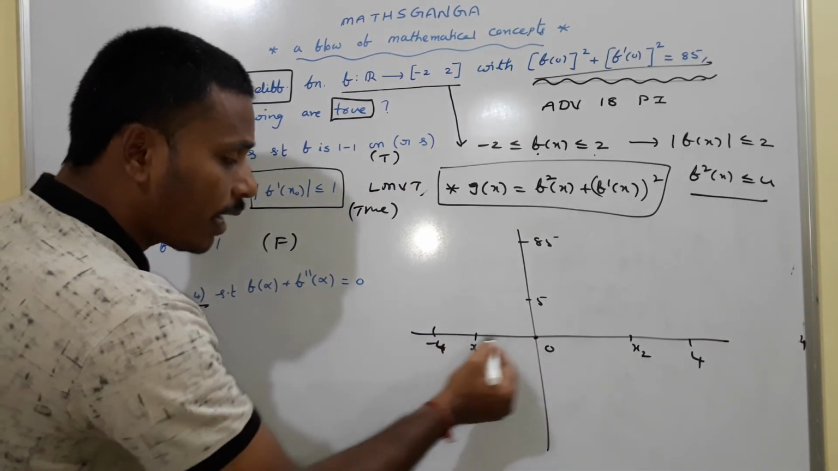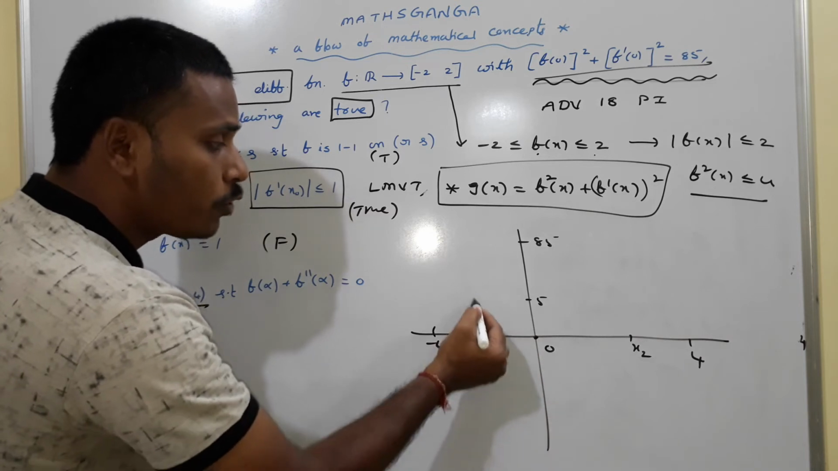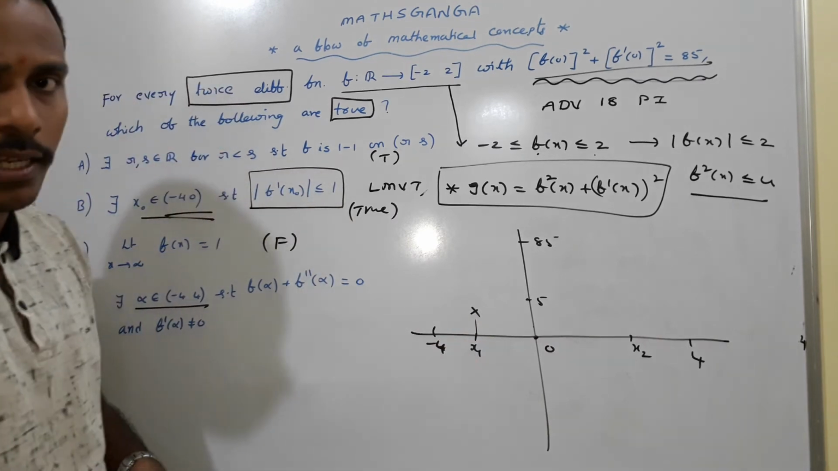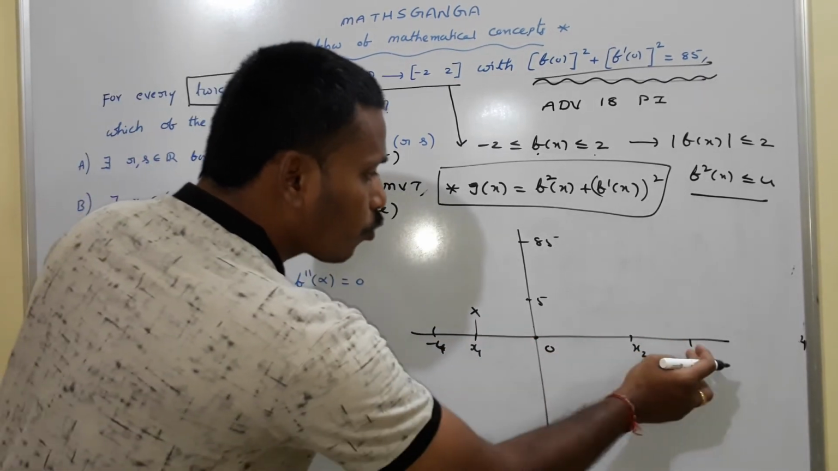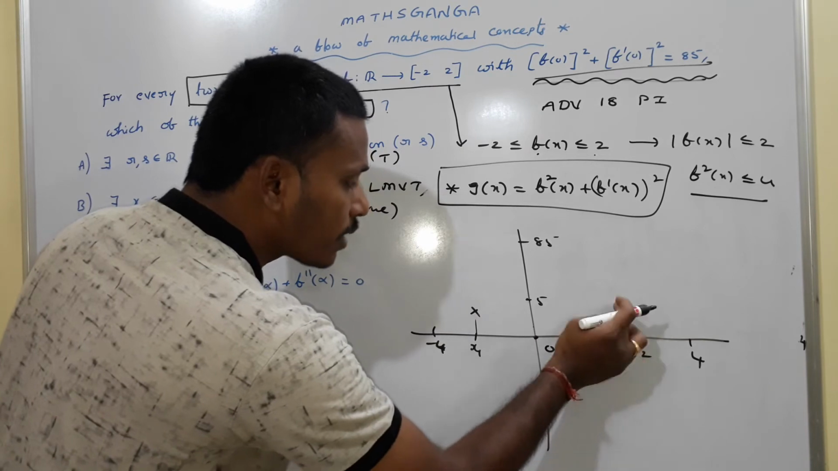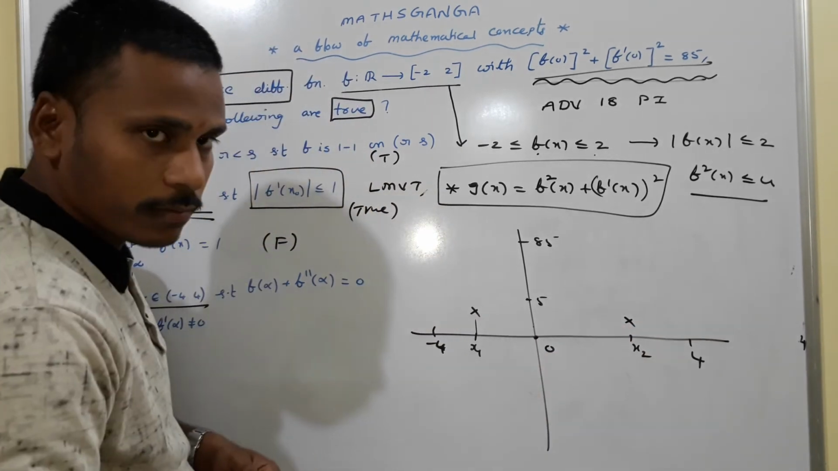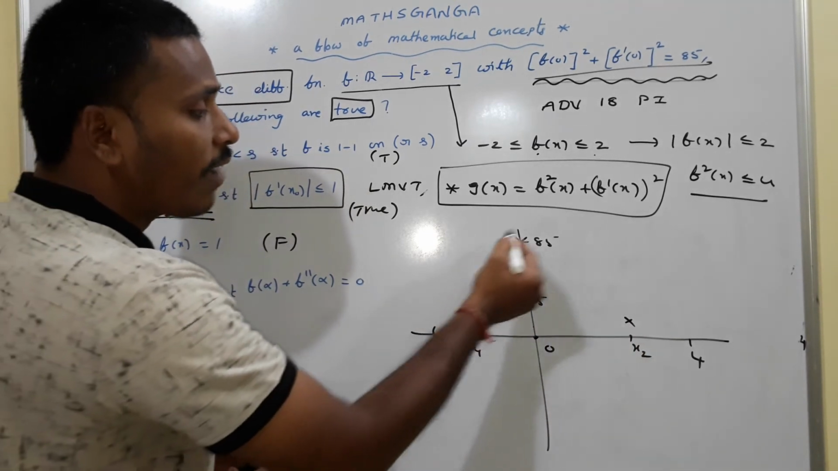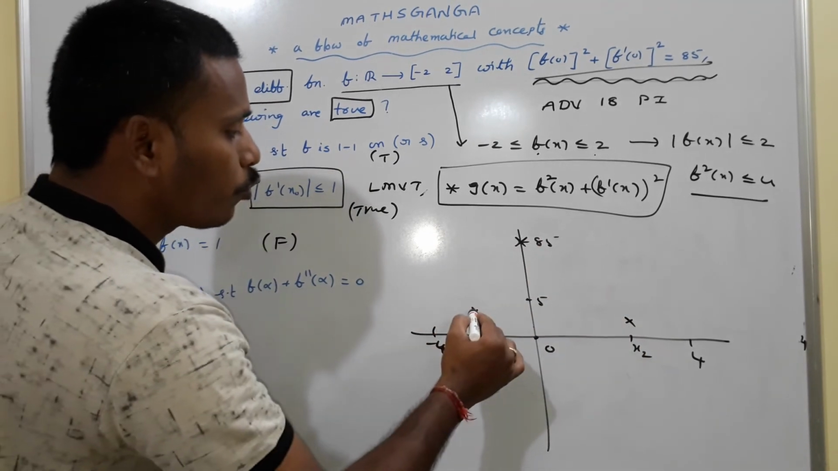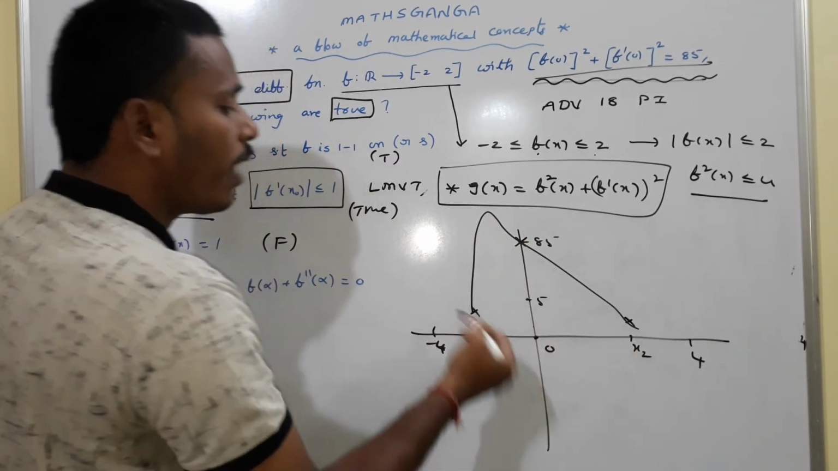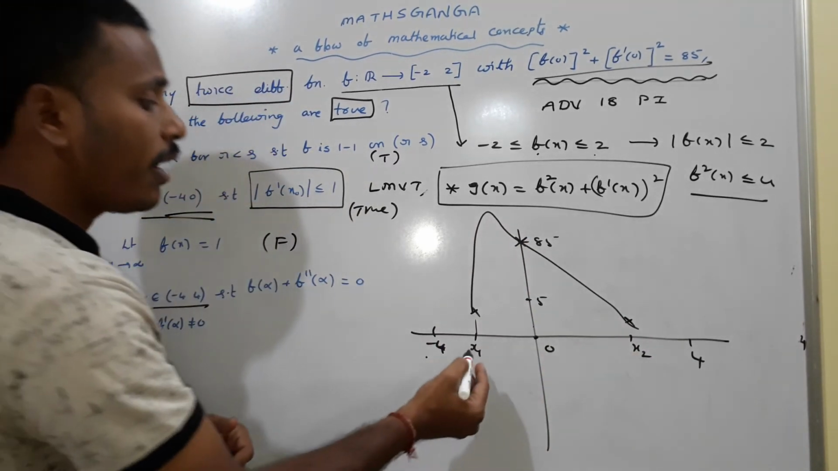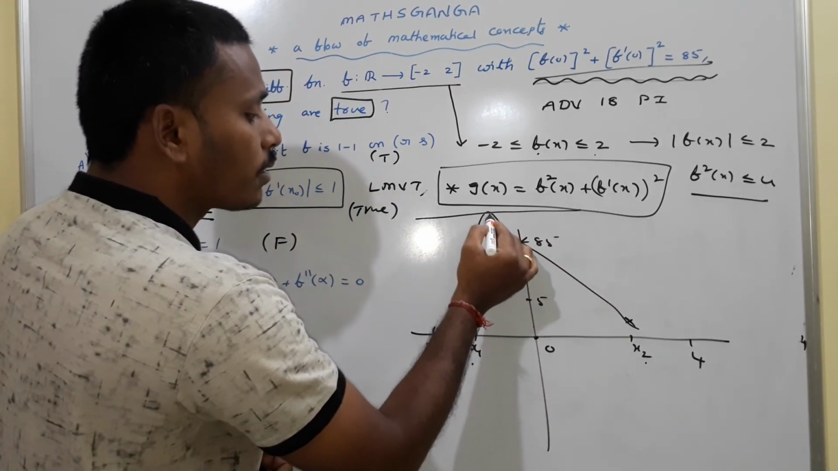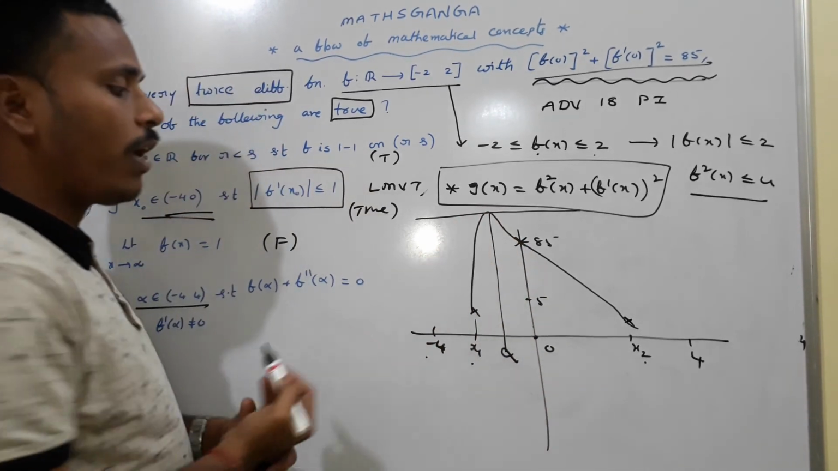For any x1 in this region, the value of g of x1 is less than or equal to 5, so below this 5, I took it somewhere here. And x2 is in the range of 0 to 4 and its value is less than 5, I took it somewhere like this. So the graph passes through these 3 points. Since the graph is passing through these 3 points, surely it may take a maximum value somewhere in between minus 4 to 4, somewhere between x1 and x2. Surely it has some point alpha where it may get a maximum value.